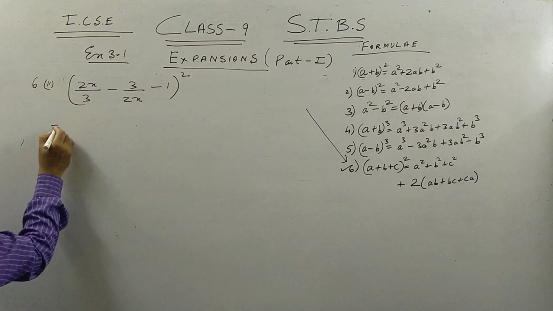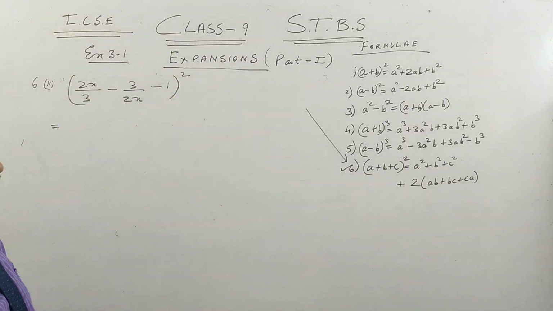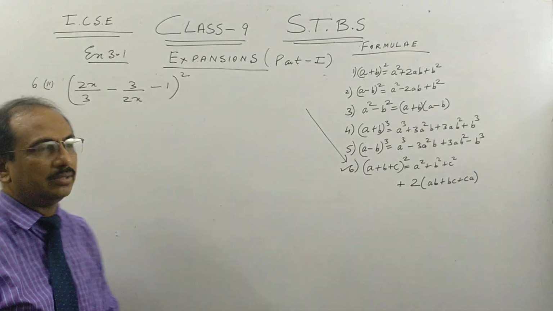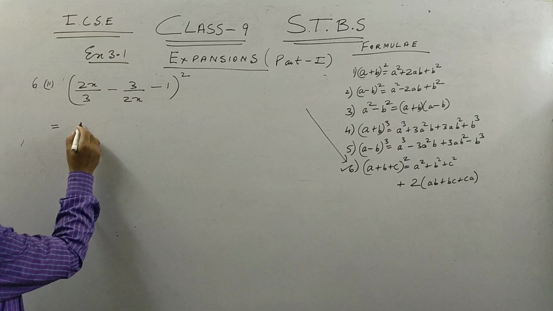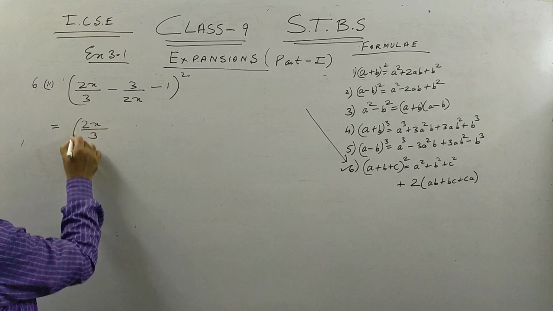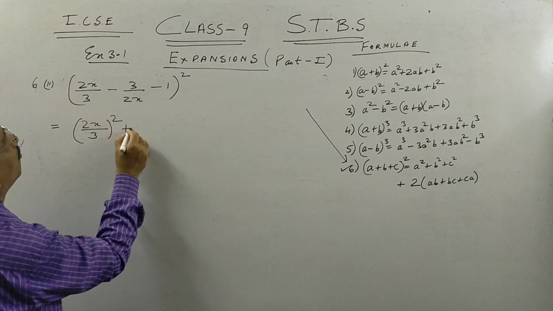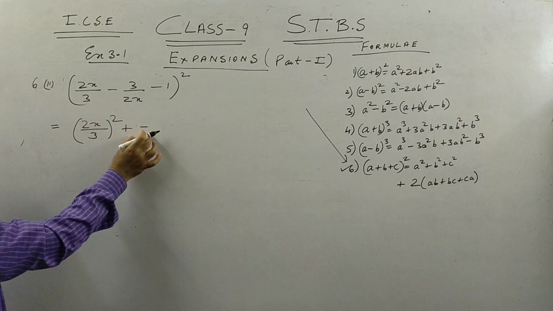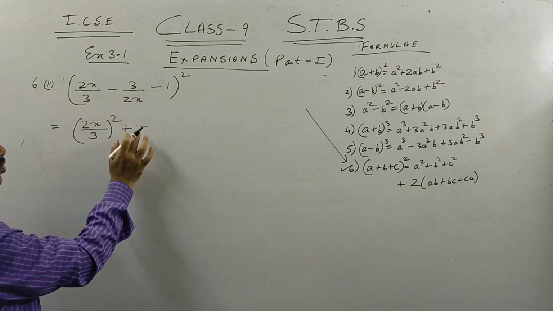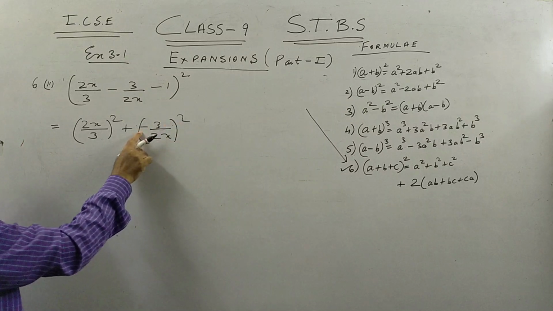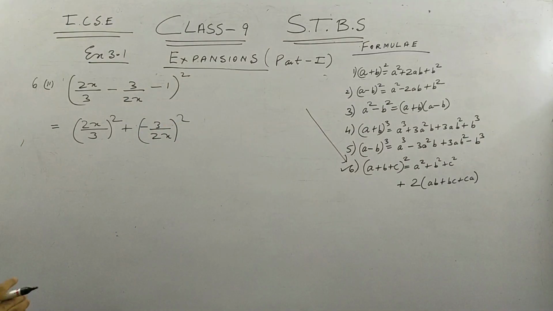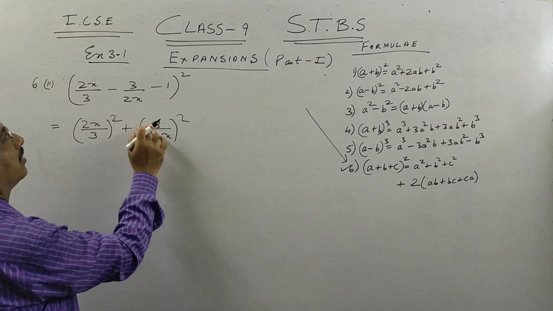So how do we go ahead? By using this formula. The formula says, if you see nicely, 2x by 3 whole square plus... If I do the whole square of minus also, you may write or you may not write this minus, because the square of minus is plus, so better I don't write.